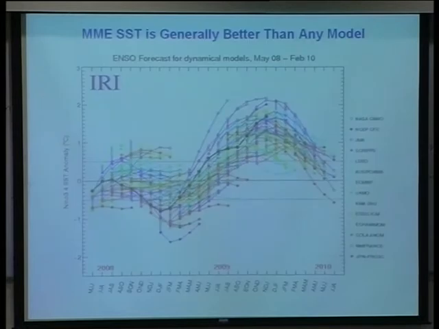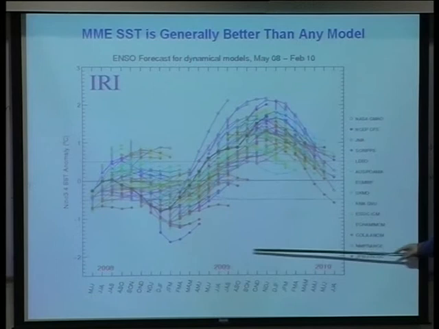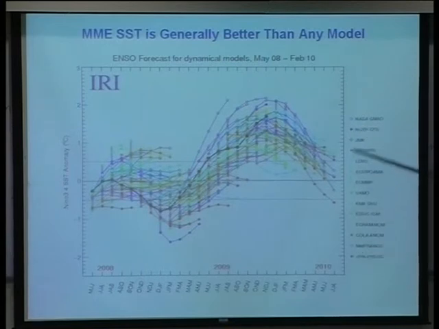So this is just an example of what you get if you take a whole bunch of, and these are the models that I'll talk about. These are actual forecasts that have been conducted over this period. And these are the various models that are used. I apologize, I know the color scheme and the symbols are hard to see. And the black line is actually the observations.